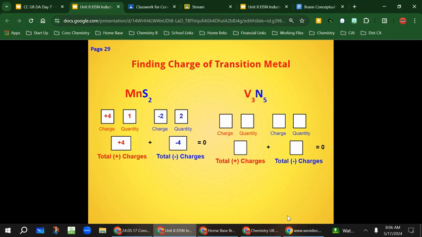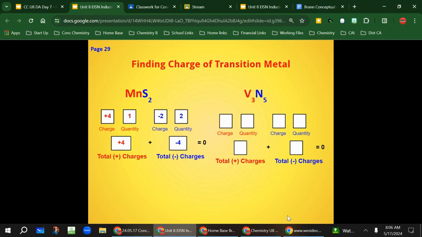So who's got an answer for me? 5. The charge of the V. Vanadium. You can just say V, that's fine. V, or vanadium, has a charge of 5. Positive or negative? Positive. Okay?